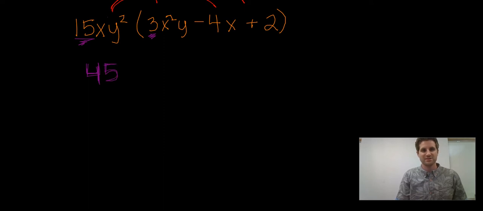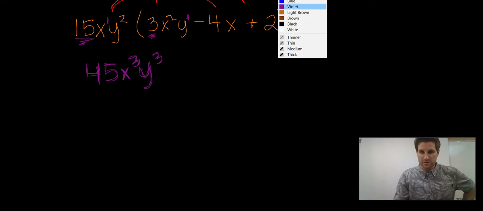And then x is to the 1 power technically, so x to the 1 power times x to the 2 power is going to become x to the 3rd power. And then y squared times y to the 1st power is going to become y to the 3rd power.